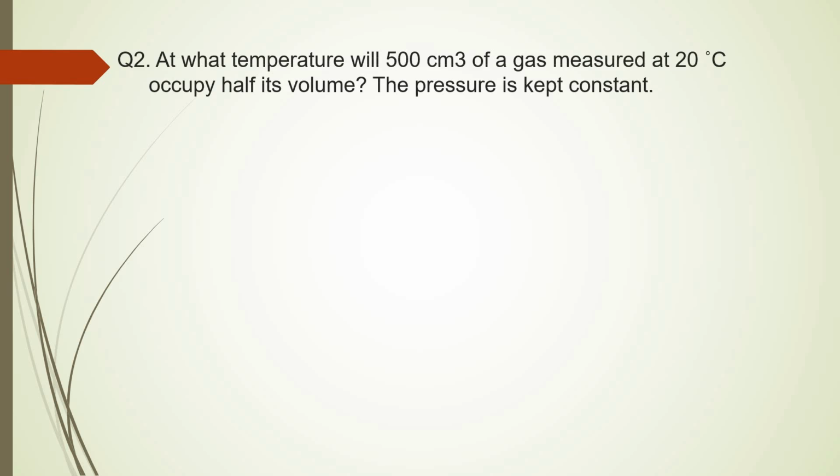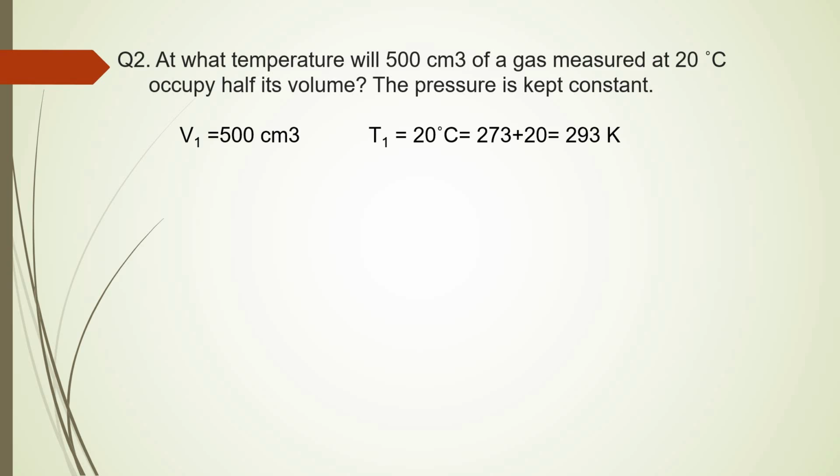Let's go to another numerical, question number 2. At what temperature will 500 centimeter cube of a gas measured at 20 degrees Celsius occupy half its volume? The pressure is kept constant. Again, the pressure is kept constant, so which law do we have to apply? Charles' law. Now let us start solving this.